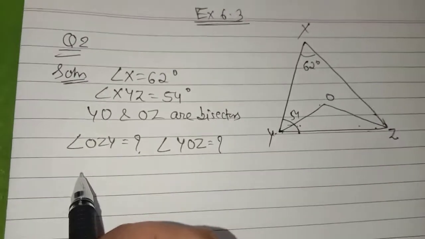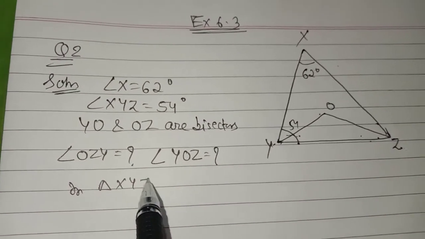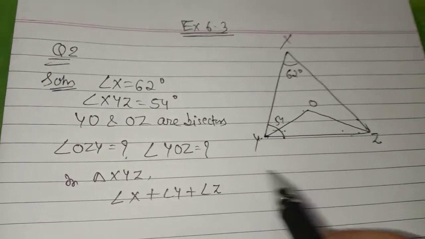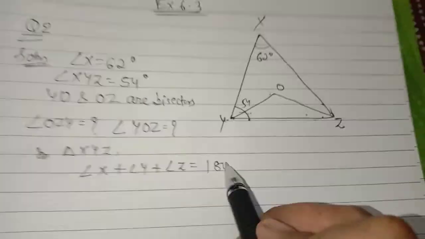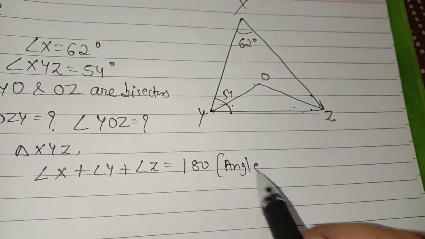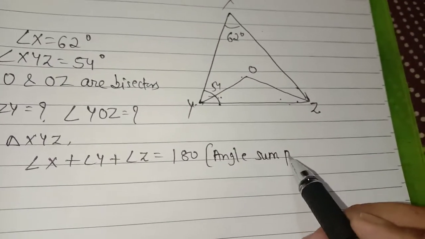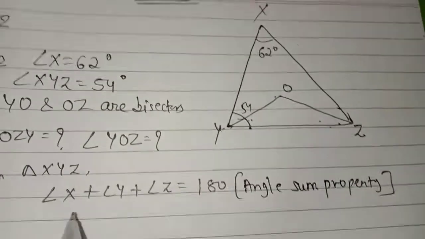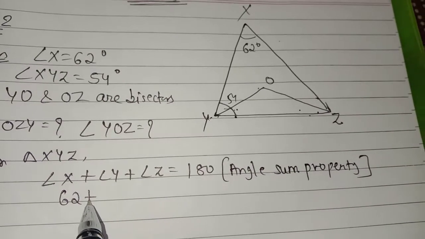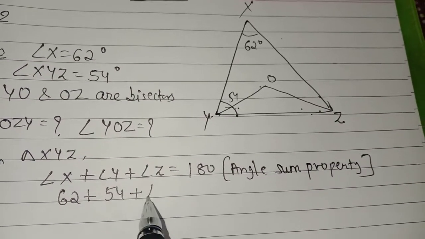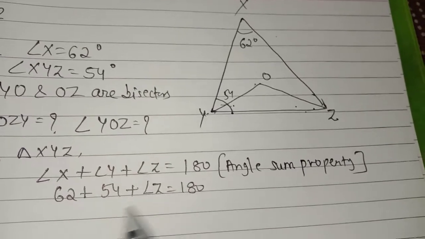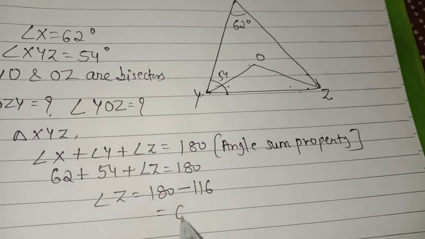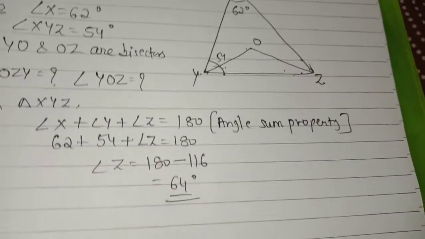So I will write, in triangle XYZ, angle X plus angle Y plus angle Z is equal to 180. What is the reason? It is the angle sum property. We just completed this theorem in our previous segment. So X is 62, Y is 54, and we have to find angle Z. Angle Z is equal to 180 minus 116. So it is 64 degrees. Clear? We got angle Z as 64.